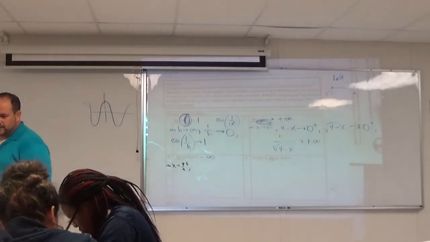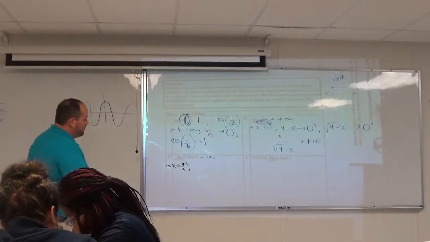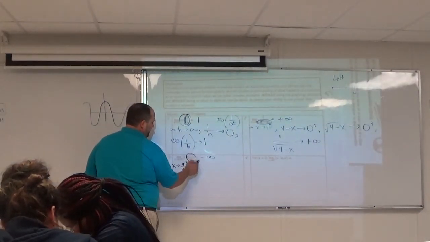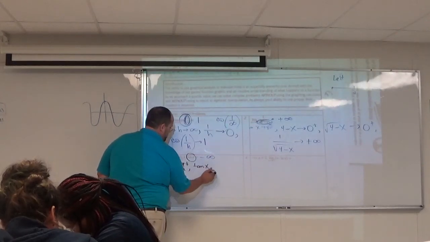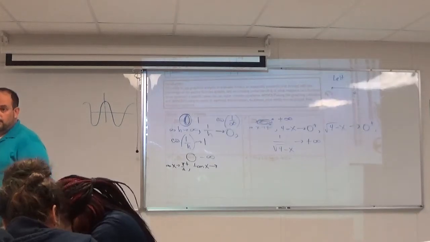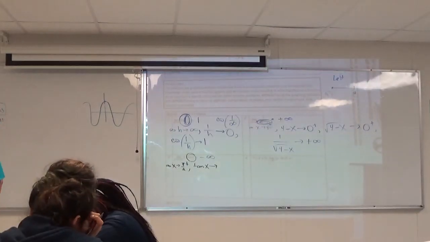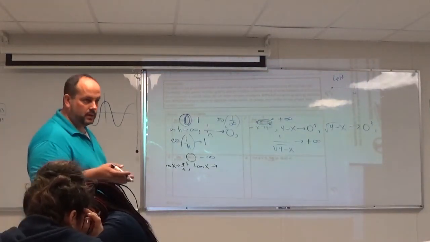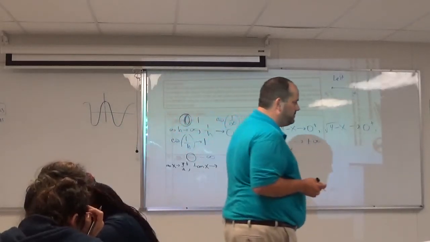X is approaching pi over 2 from the right. The first place I want to focus on is the tangent. What happens to the tangent? You're getting close to pi over 2 from the right. What's that graph doing? You've got to be able to read that parent function survival guide.